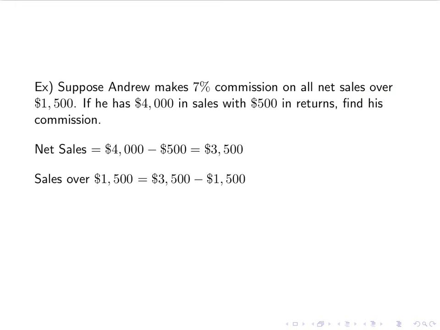So we need to take the net sales and subtract the 1,500. So he's going to get commission on the 2,000. And then the commission is 7% of 2,000. So 0.07 times 2,000 is 140. Okay, so you have to subtract any returns if it's on net sales, and you have to subtract the minimum if there is one.